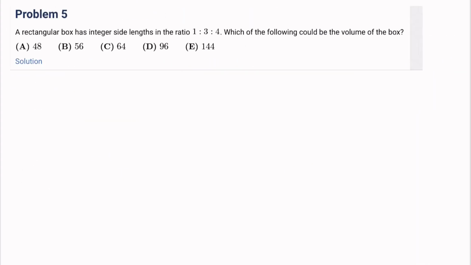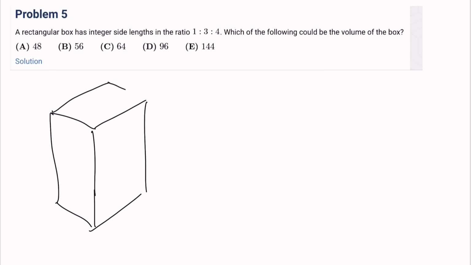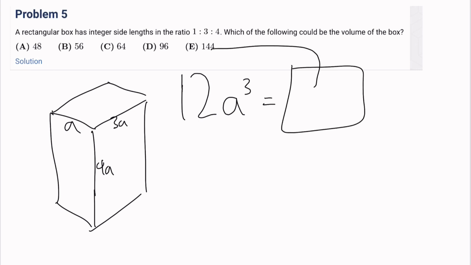Number 5, a rectangular box has integer side lengths in the ratio 1 to 3 to 4. Which of the following could be the volume of the box? Okay, since 1 to 3 to 4 is the ratio, that means we have something like a, 3a, and 4a. So the volume would be a times 3a times 4a, which is 12a squared, no, 12a cubed.